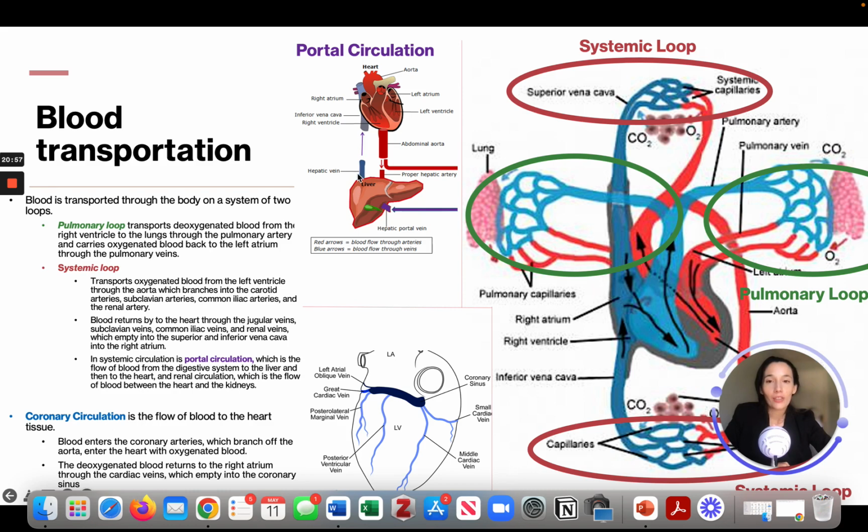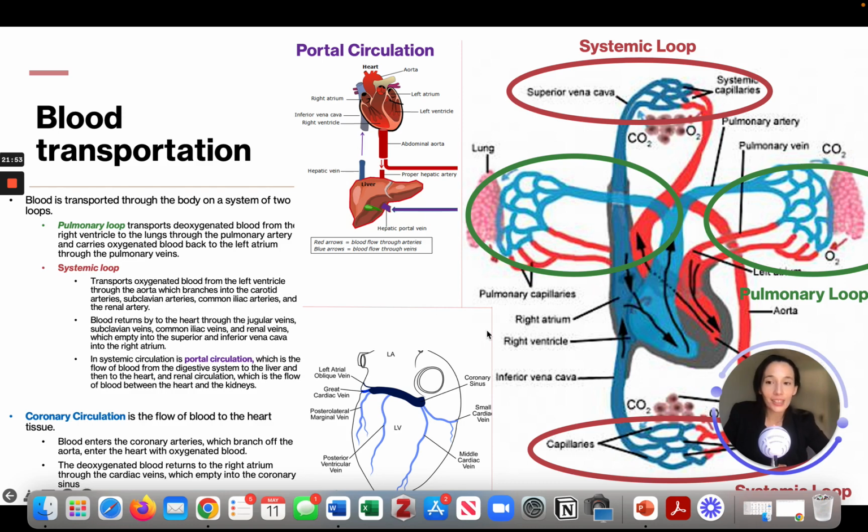And what happens is you have the portal hepatic artery, which is bringing oxygenated blood that gets pumped from that left ventricle through the body, from there to the liver. And then the liver does what it needs, takes the oxygen, and then sends the deoxygenated blood back to the heart through the inferior vena cava from the hepatic vein.